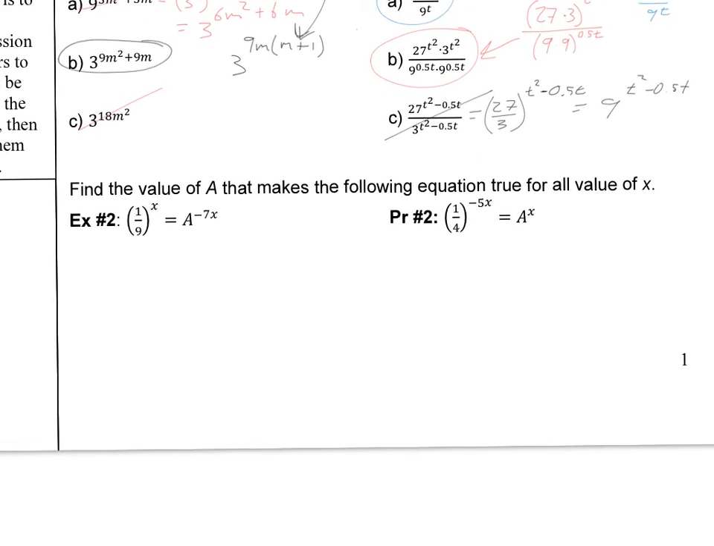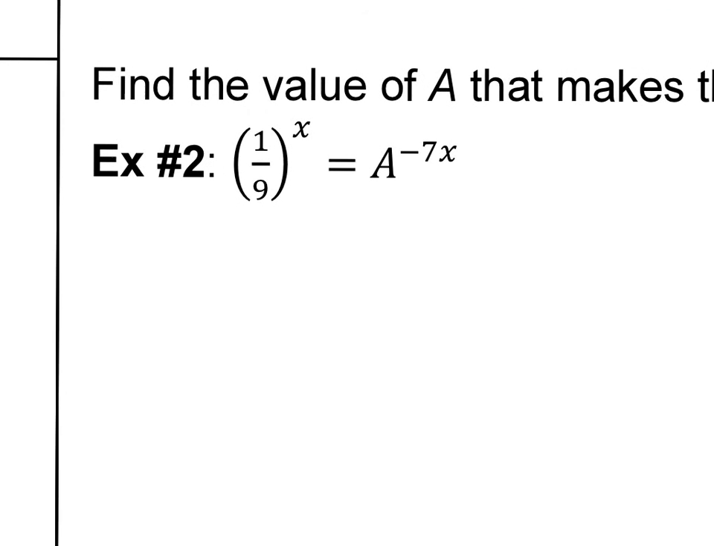It says find the value of a that makes the following equation true for all values of x. So let's take a look at this. Basically what we're trying to do here is figure out what a is. And in order to do that, we're going to need to manipulate either side of the equation so that it matches. The first thing that I see here is that they both have an x in the exponent, and that's good. Because that means on the right, I could write this as a to the negative 7 to the x. And this is still 1/9 to the x.